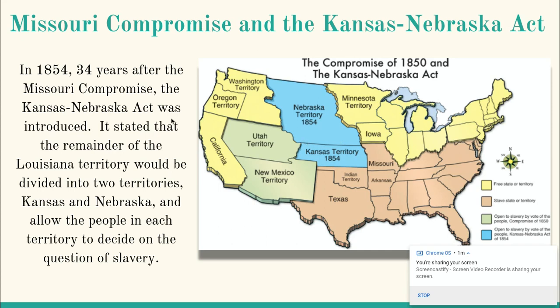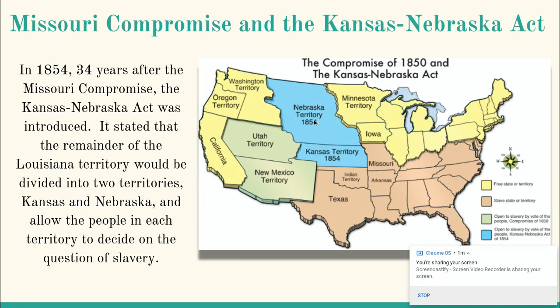So the Kansas-Nebraska Act was created, and it stated that the remainder of the Louisiana Territory, which is here, the blue area, would be split up into two territories, Nebraska and Kansas, and would allow people in the territory to decide on the question of slavery. So popular sovereignty, they're going to be able to vote to decide if slavery should be permitted. However, that goes against the Missouri Compromise that was created 34 years before that said that slavery was supposed to be outlawed in this area.